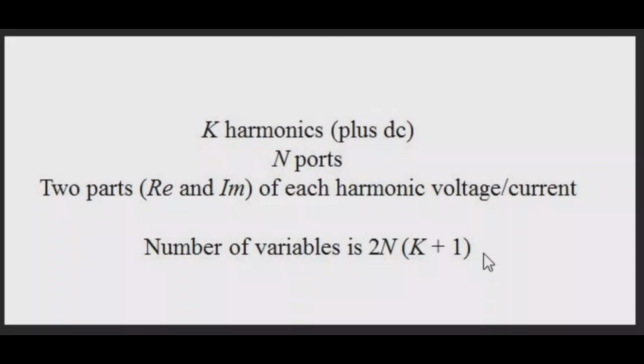So in effect, you're trying to solve a problem which involves this number of equations and this number of variables simultaneously, and if that's not bad enough, it's nonlinear. So, you think of how big circuits can be and how many harmonics you need sometimes. This can be a very big number. So how do we do that?